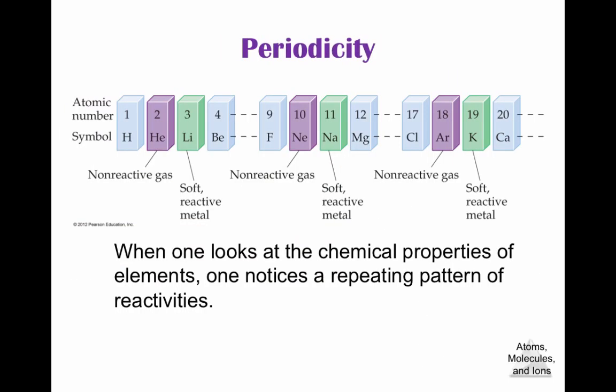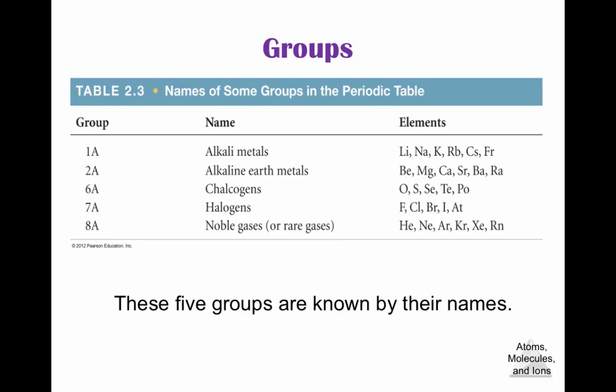properties. So again, as mentioned, when you look at chemical properties of elements, you notice a pattern. All of the alkali metals, lithium, sodium, potassium, are soft reactive metals, whereas the noble gases, group 8, are all non-reactive. That's why elements in the same family or group have similar properties. So, groups in the periodic table.